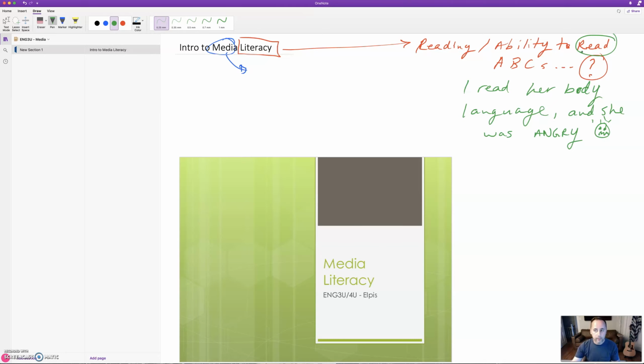Well, what did read actually mean in this sentence? It has to do with interpreting. To interpret and to analyze for meaning. So when we're talking about media literacy, it's how to read media, that is, how to interpret media messaging. So we want to get at the media messaging. All right. Well, keep that in mind.